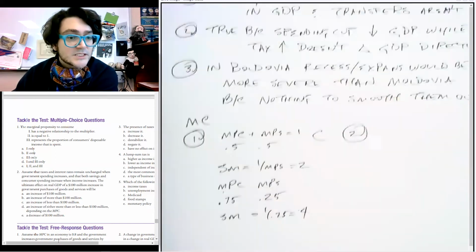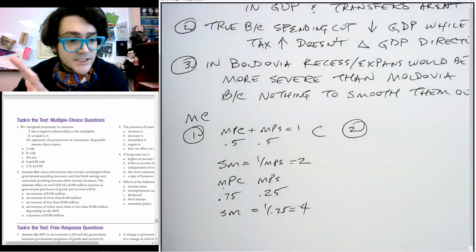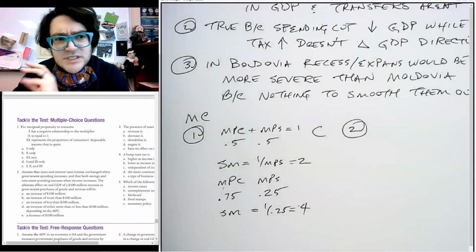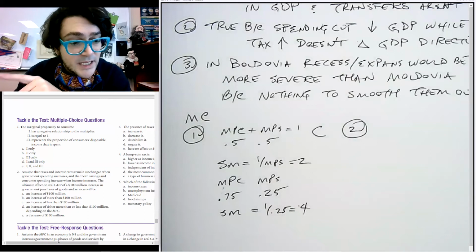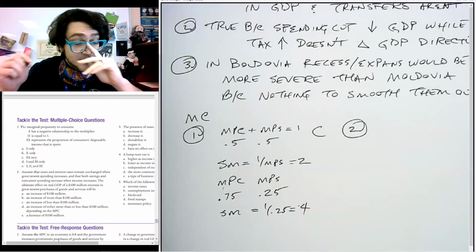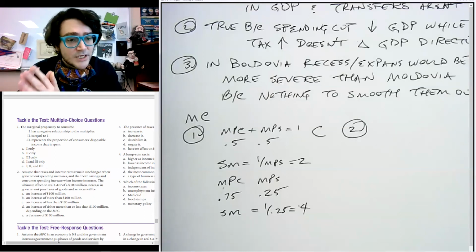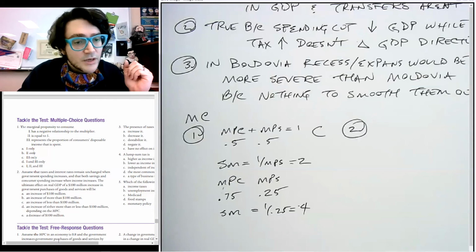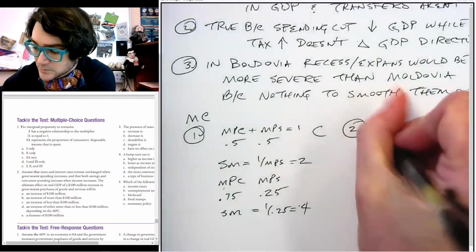Number 2: assume that taxes and interest rates remain unchanged when government spending goes up, and both savings and consumer spending increase when income increases. Okay, and that's just telling us how this problem operates. The ultimate effect on real GDP of a $100 million increase in spending will be... and if that's true, we know that there's a multiplier effect. In fact, the stuff before it tells us there's a multiplier. So we know there should be an increase bigger than the 100 million. So an increase of more than 100 million, B.